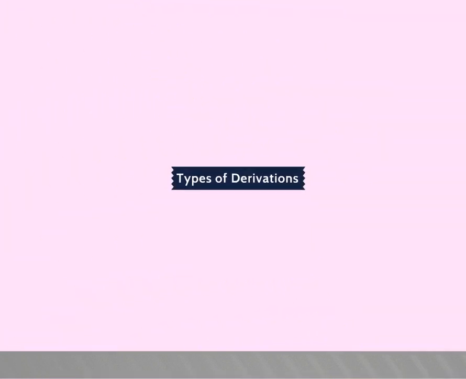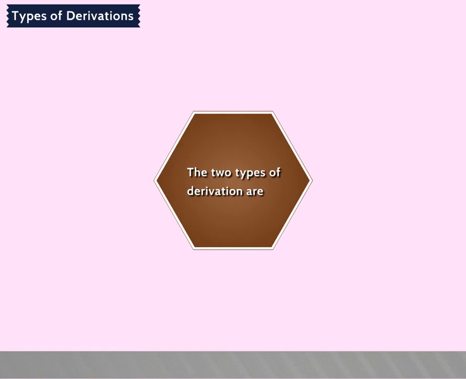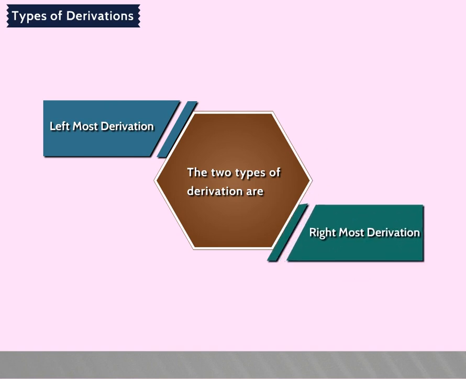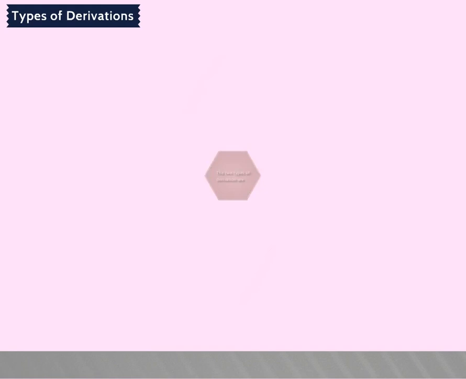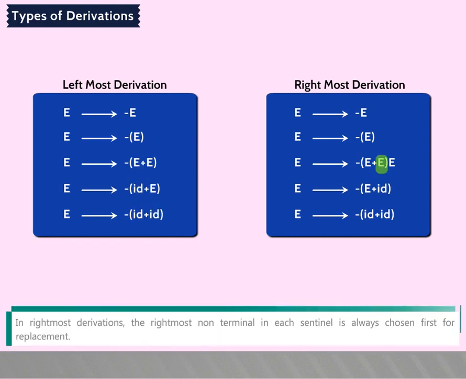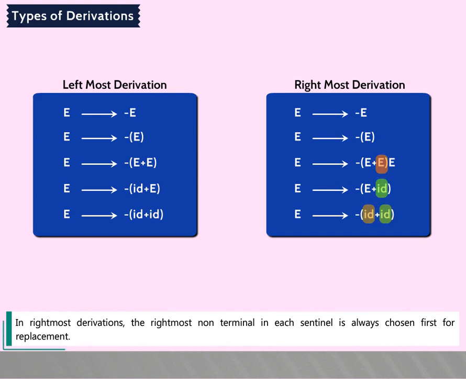Types of derivations. The two types of derivation are leftmost derivation and rightmost derivation. In leftmost derivations, the leftmost non-terminal in each sentential form is always chosen first for replacement. In rightmost derivations, the rightmost non-terminal in each sentential form is always chosen first for replacement.